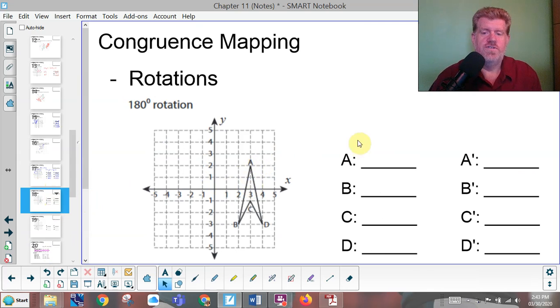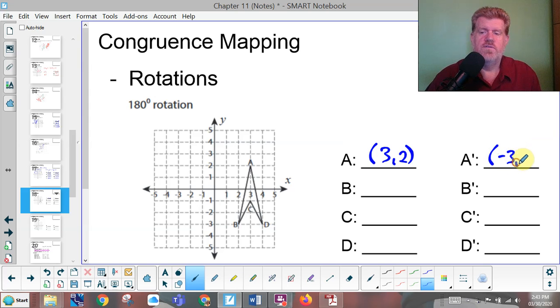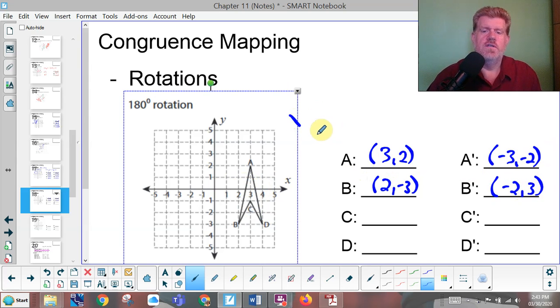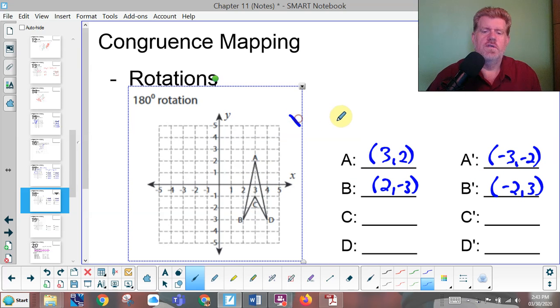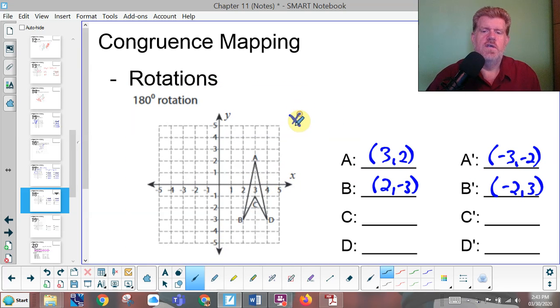A is 3, 2. Make them opposite. Negative 3, negative 2. B was 2, negative 3. Becomes negative 2, 3. Oh, let me write the rule. I forgot to write the rule for this, so we don't forget. XY is going to become negative x, negative y.